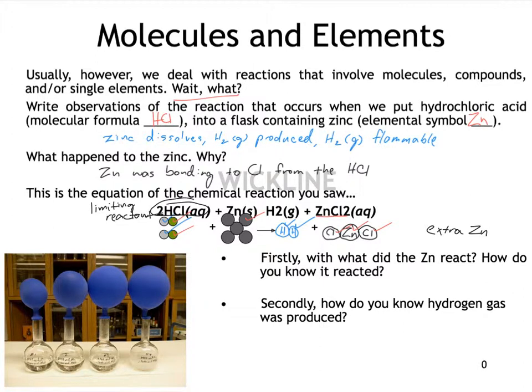All right, let's answer the question at the bottom. With what did the zinc react? Chlorine. We know for a fact that it reacted because new substances were formed, namely hydrogen gas. Secondly, how did the video show that hydrogen gas was produced? He did a flame test at the end, and hydrogen is highly combustible in the presence of oxygen. So since it caught on fire, that is evidence that it was hydrogen that was collected in the balloon.